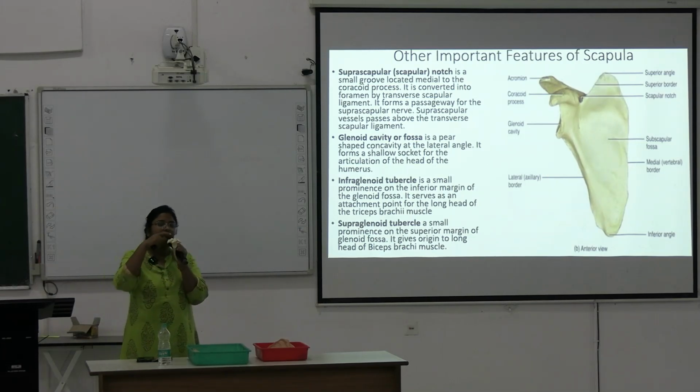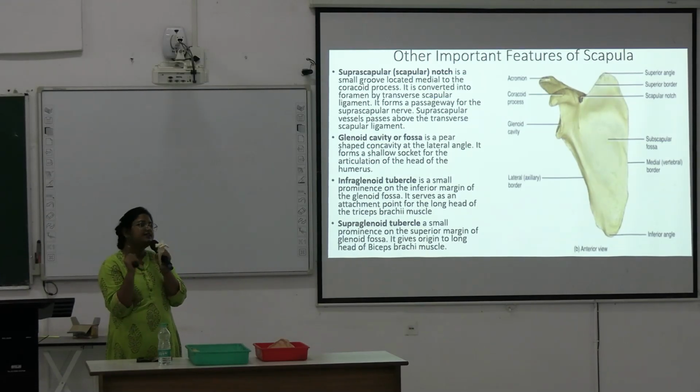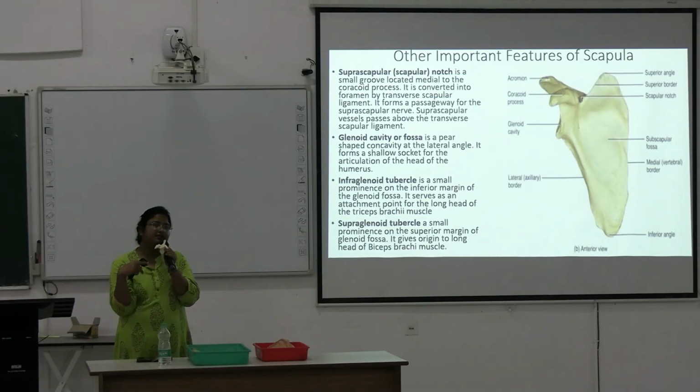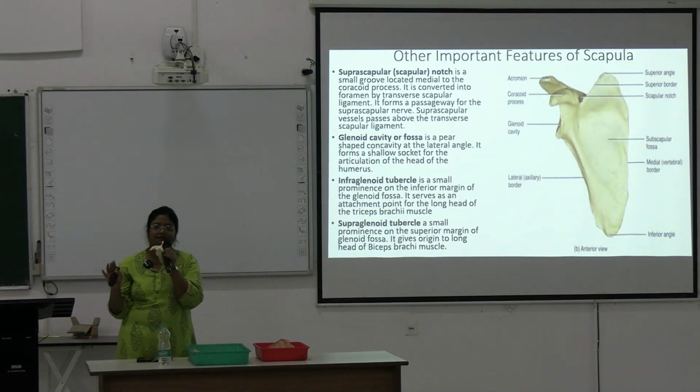Okay. So above the glenoid, biceps brachii, below the glenoid, infraglenoid tubercle, triceps brachii, long head. Both the long heads: long head of biceps brachii, supraglenoid tubercle; long head of triceps brachii, infraglenoid tubercle.